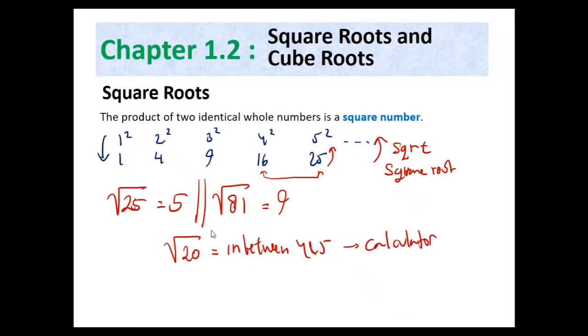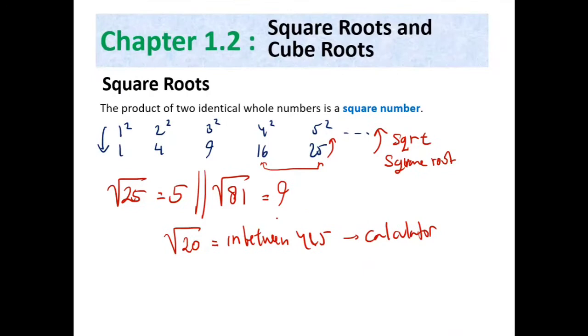Okay, the answer of square root of 20 is 4.472, right? So 4.47213, and so on. Okay, so it is an irrational number. So the square root of 20, an uncommon number, is in between, because 20 is in between 16 and 25, right? So it's 4 point something.